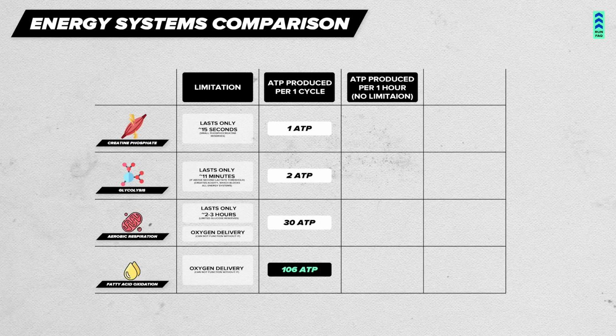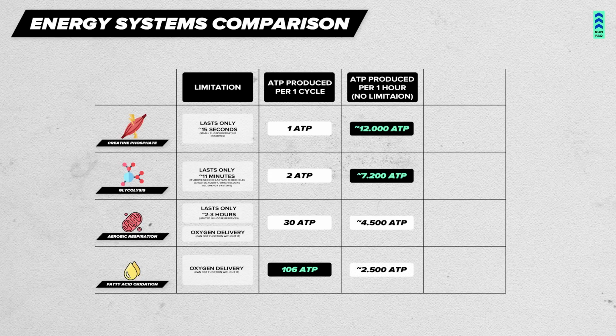I need to note that in this example, we will neglect all limitations of fuel shortage and other restrictions. Let's take an imaginary world where it is true. Creatine phosphate system can produce 12,000 ATP in an hour. Glycolysis can produce 7,200 ATP in an hour. Aerobic respiration can produce 4,500 ATP in an hour. Fatty acid oxidation can produce 2,500 ATP in an hour.